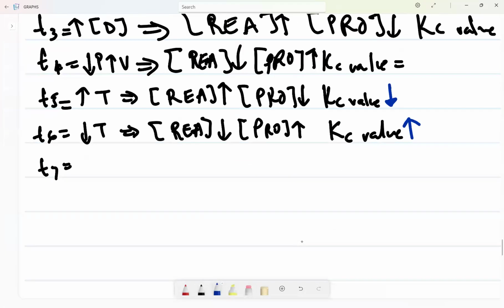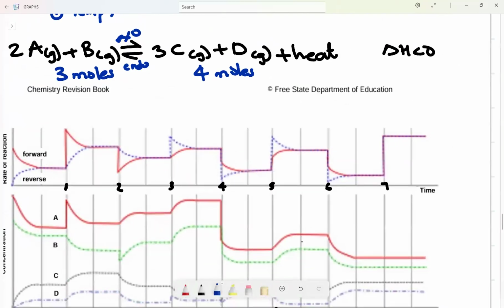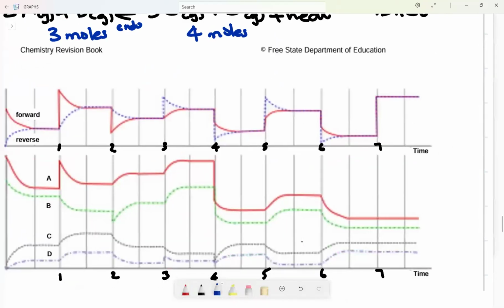Last one before we wrap up the lesson. What will happen at time T7? Can you see now, at time T7, both the rate of the forward and reverse reaction increase. But how? Equally. Where do we see this, when they both increase equally? We see this if there is the addition of a catalyst. If there is the addition of a catalyst here, we see that like that.